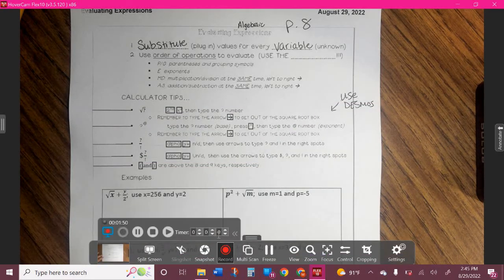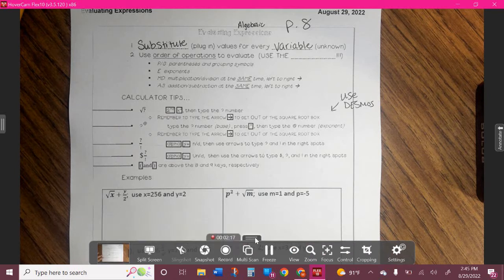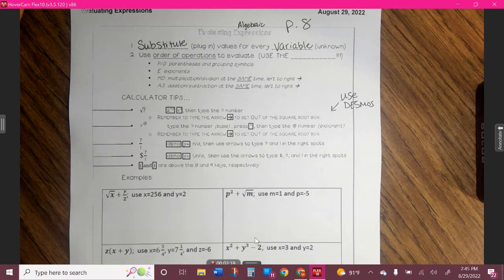And I need to charge my computer, so let me pause this video. Okay, so the video has been paused. I plugged my computer in, we're all good.